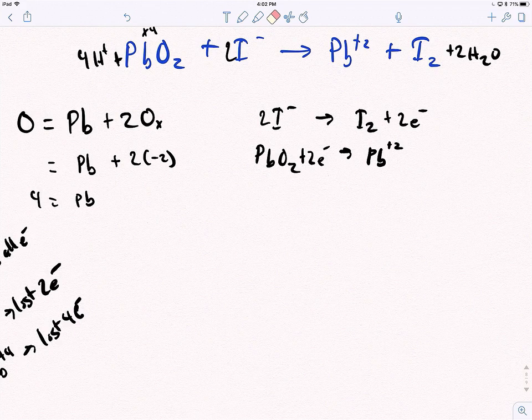So imagine here's lead. It has all its electrons. Take two electrons away. Now it's a plus two ion. So you take four away. Now it's a plus four ion, because four electrons have been taken away. So to get lead plus four to lead plus two, you add two electrons to it. Now it's a lead plus two.